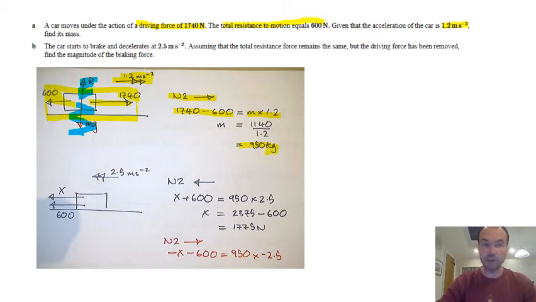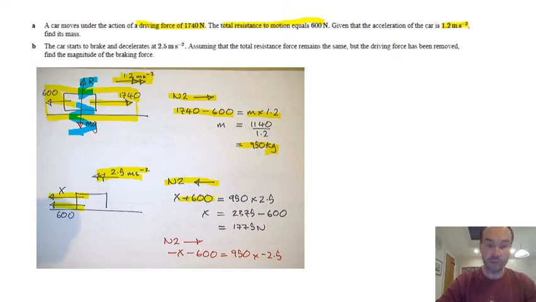In the second part of the question, the car starts to brake, so there's a braking force added to go with the air resistance, the friction of the road, and so on, and there is now a deceleration of 2.5 meters a second squared. And notice how carefully I'm being with the directions that everything is in. Newton's second law applied in the direction of the acceleration.